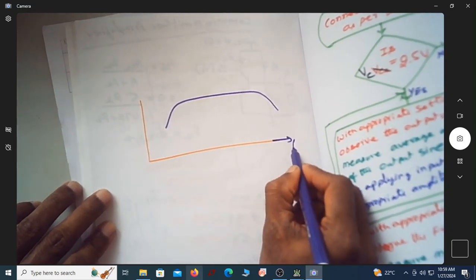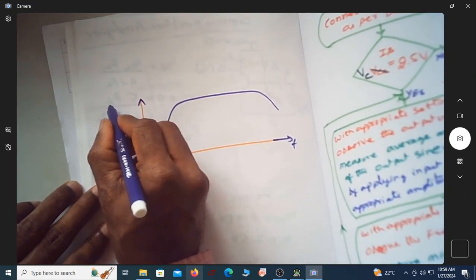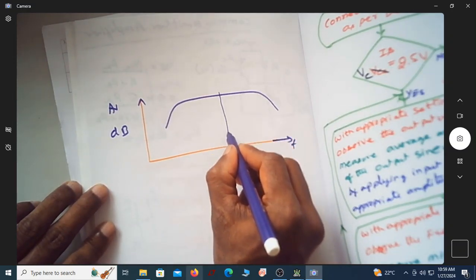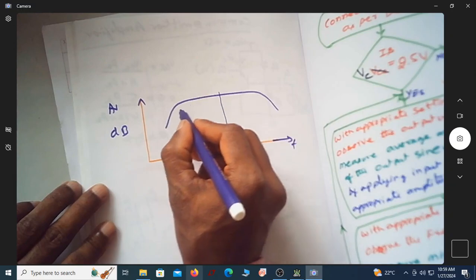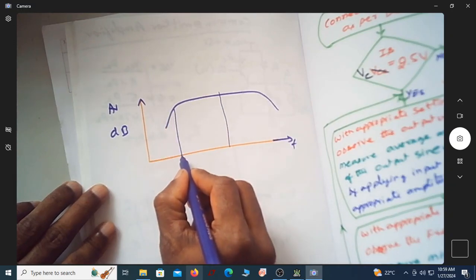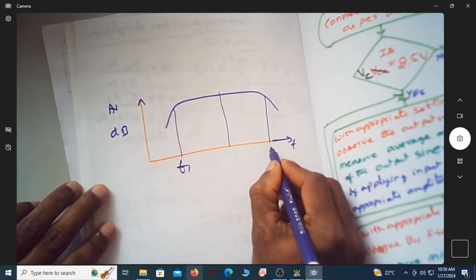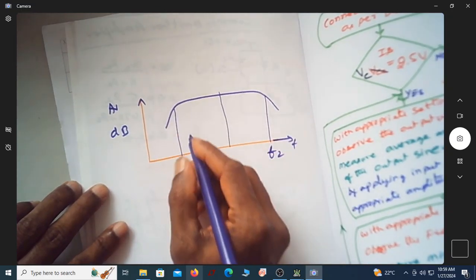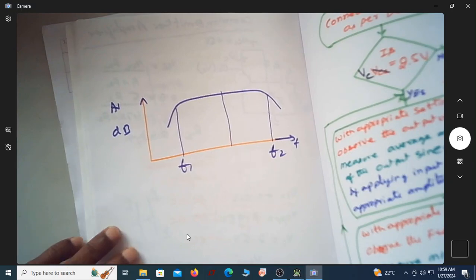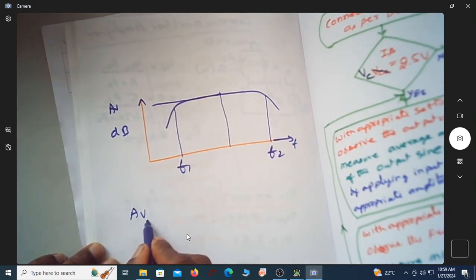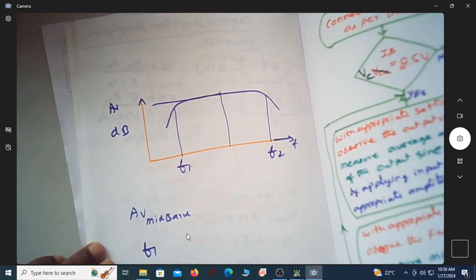Now this is frequency, and this is gain in dB. This is one midband frequency, and I'm keeping this at 3 dB down. This is again 3 dB down. So this is one frequency, this is the other frequency, and we are able to find out the midband gain. So we are finding AV midband and the two frequencies F1 and F2.